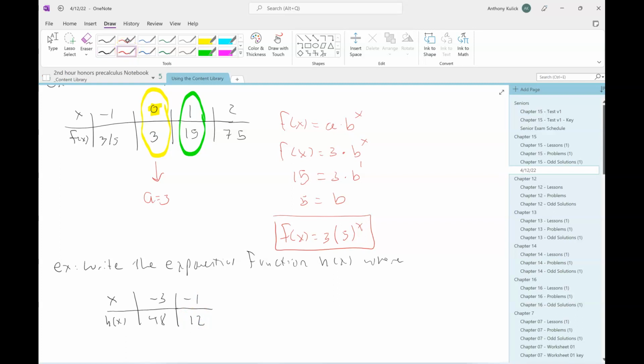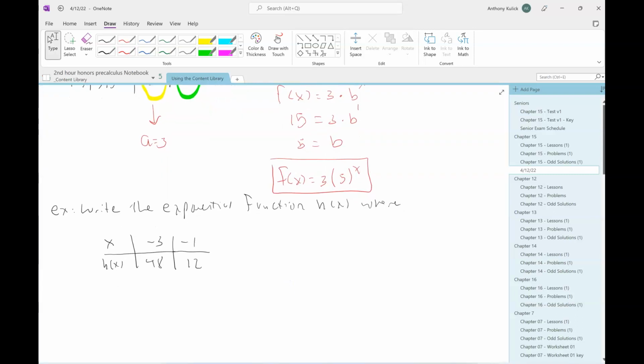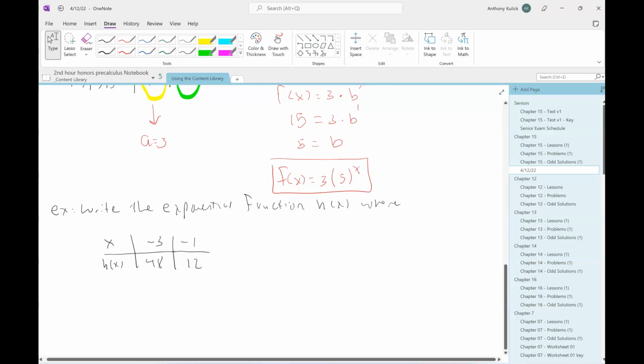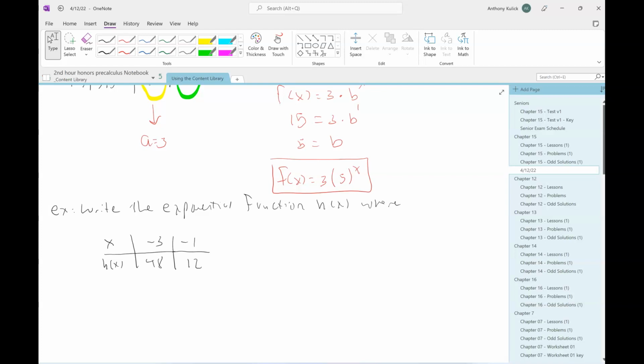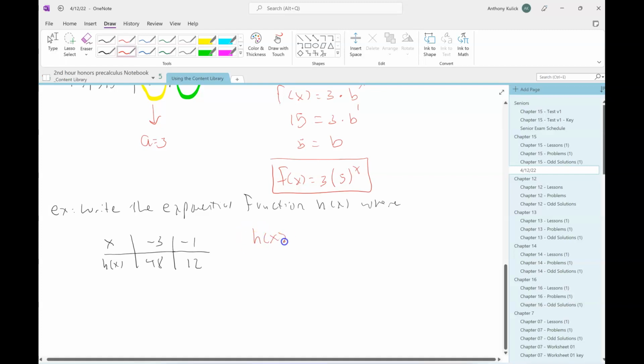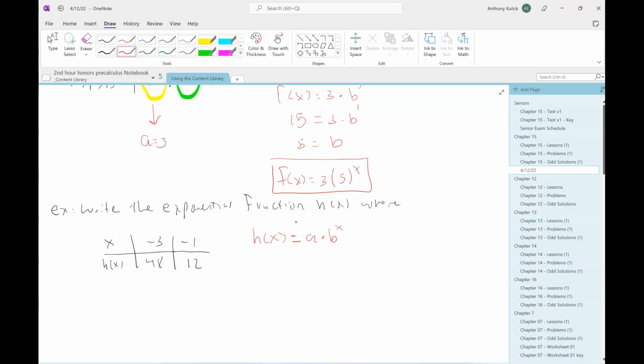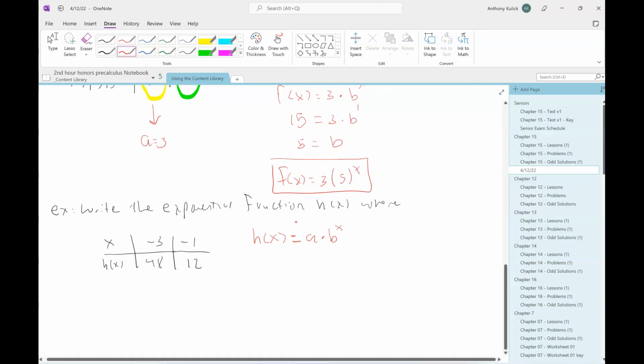So let's say we want to write the exponential function h of x, and here we're given 2 points. Notice that in neither point is the x-coordinate 0. So we're still going to want to do the same thing. Our goal is to write an exponential equation. The catch is that we don't get either A or B for free.